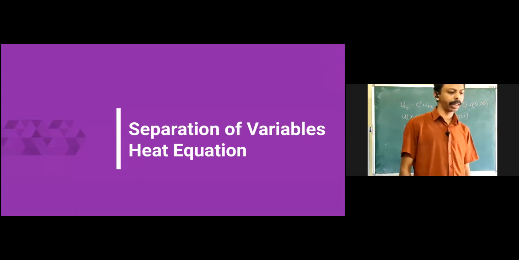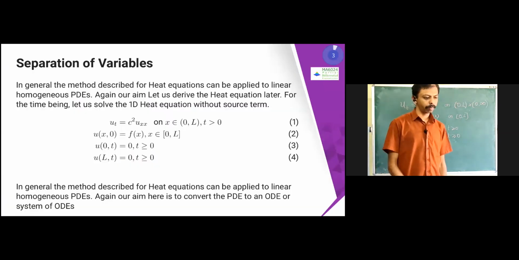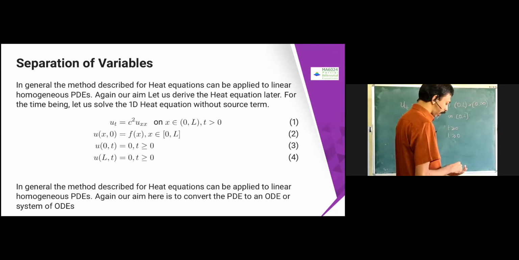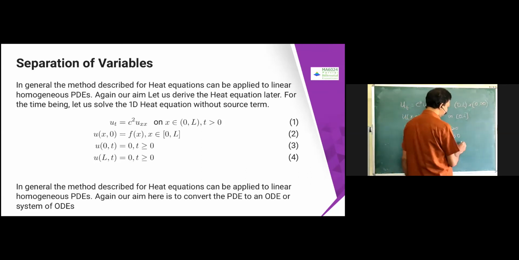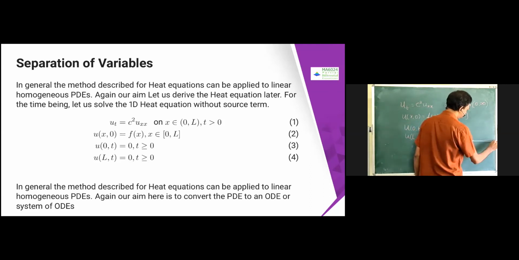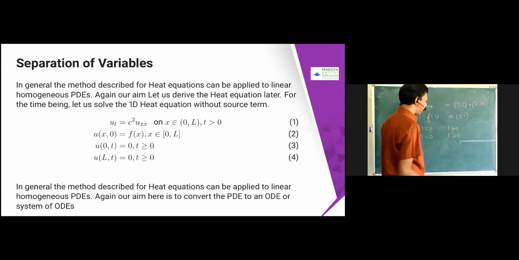First let's see what the heat equation is. The heat equation is like this: u_t is equal to c squared u_xx. I'm just going to take a simple rod of length 0 to L. This is a thin rod, the thickness is very small, so I'm just ignoring that. So 0 to L, a small rod.